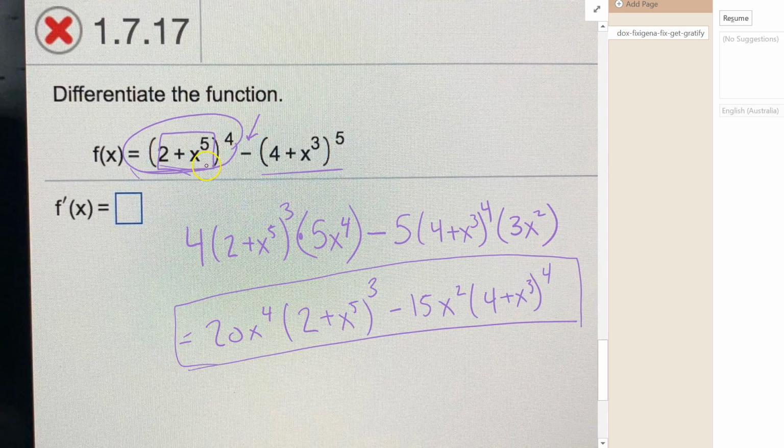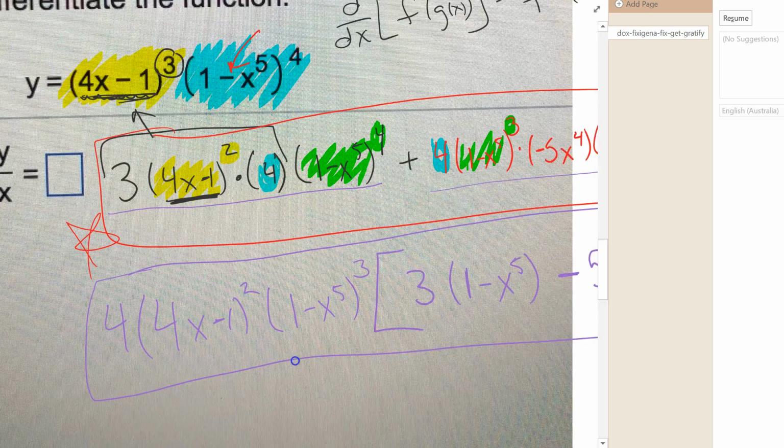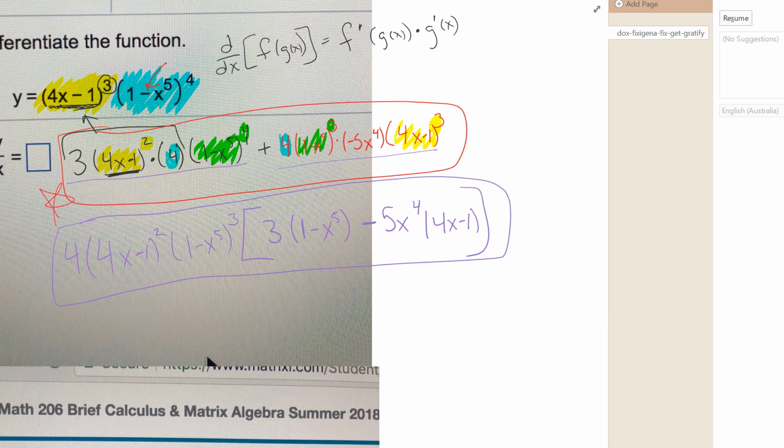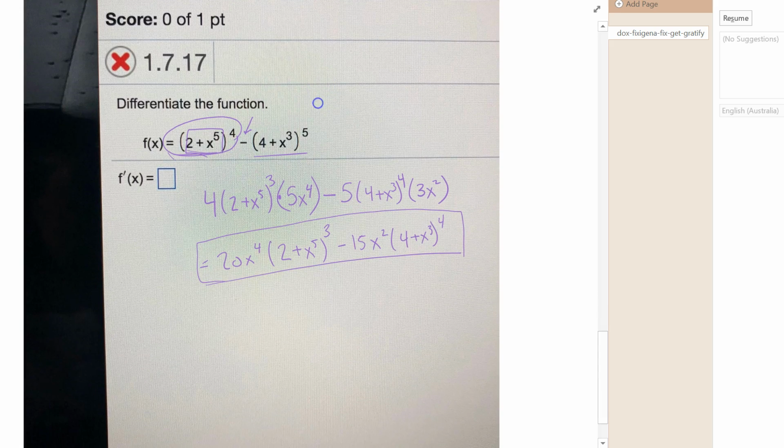So a function like this is a little easier to differentiate than a function that is being multiplied, because when it's being multiplied, take the derivative of the first function, hold the second one, plus the derivative of the second one, hold the first one. It's a little bit larger versus derivative of the first term minus the derivative of the second term.